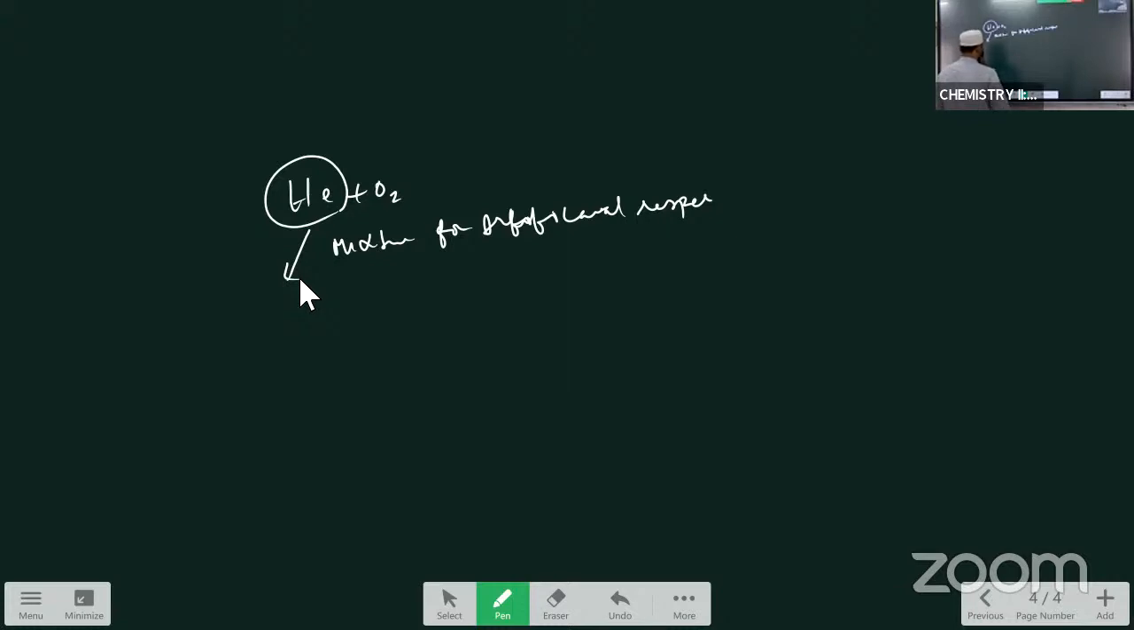Modern diving apparatus uses a mixture of He plus O2 for the respiration. Why it is used? Because helium is very less soluble in the blood. Solubility of the helium is very less, that's why a mixture of He plus O2 is used for respiration purpose. Sea divers use this apparatus in which a mixture of He plus O2 is there. So that is used in the respiration.